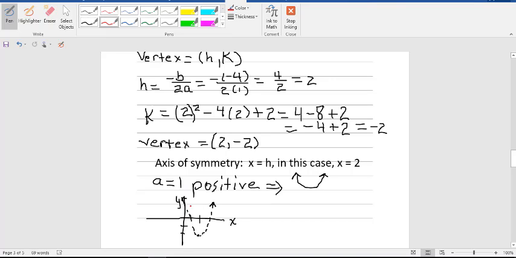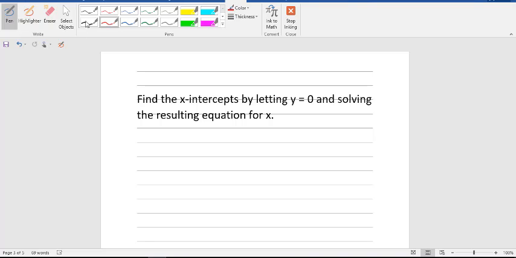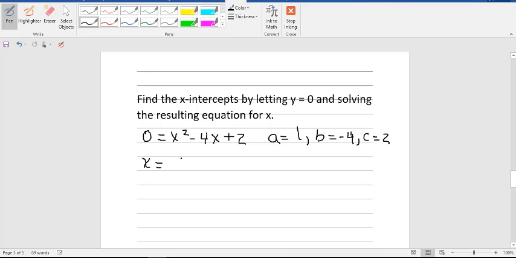So this makeshift graph allows me to see that this parabola does have x-intercepts. So it's worth taking a minute to find that out before doing the work to find the x-intercepts. If there aren't x-intercepts, when you find them by letting y equal 0 and solving the resulting equation for x, your solutions are going to be non-real numbers. And you can save yourself time by making a makeshift graph and seeing if there are x-intercepts or not.